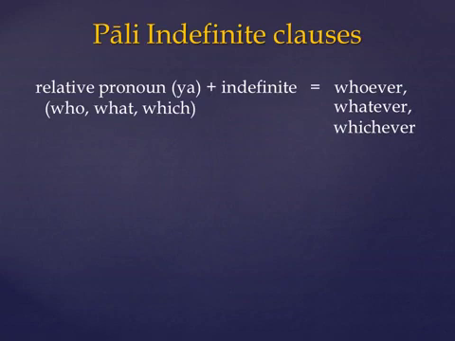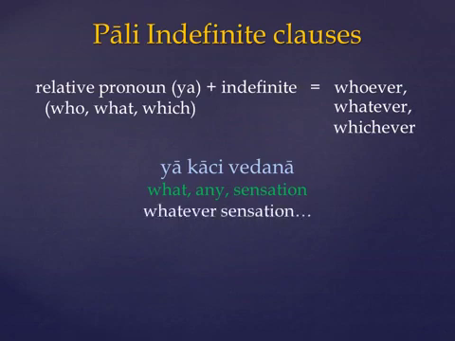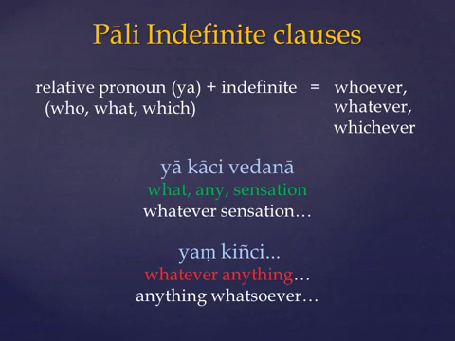So for instance, ya kaci vedana, word for word is what, any sensation, and we can see that both ya and kaci are feminine because vedana is also feminine, and so the pronouns are qualifying it, making whatever sensation. Yang kinchi, whatever thing. Here the pronouns combine to mean anything whatsoever.